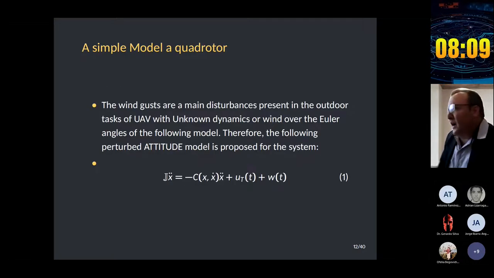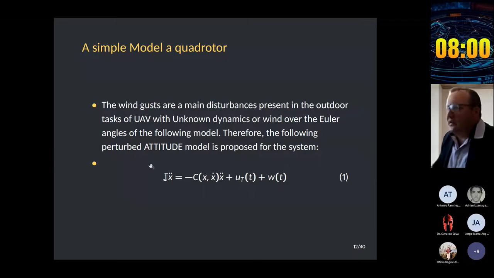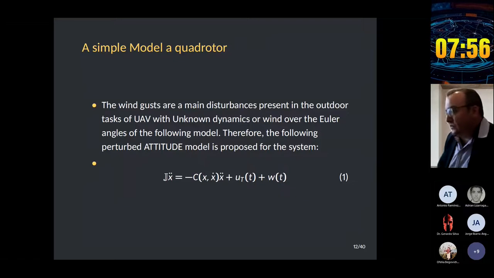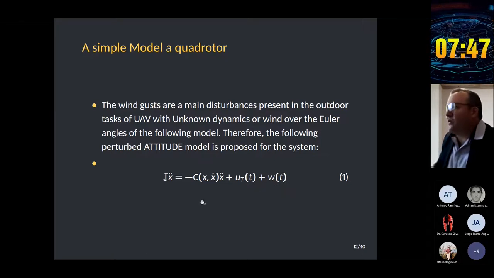First, we have to propose a simple model. The model of the orientation of the quadrirotor robot is the following, where G is the inertial matrix, C is the Coriolis matrix, U(t) is the control output, and W(t) is the wind effect on this robot.